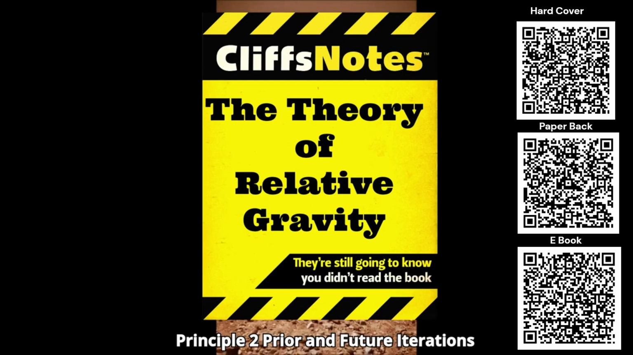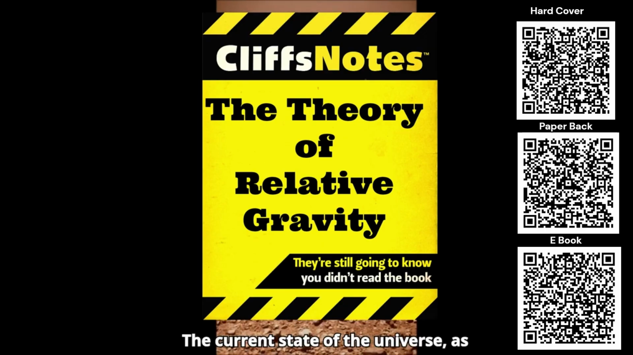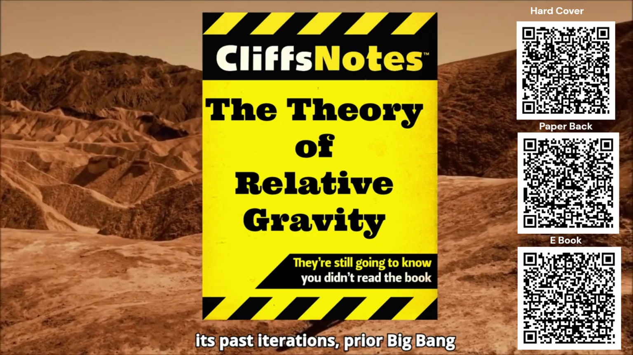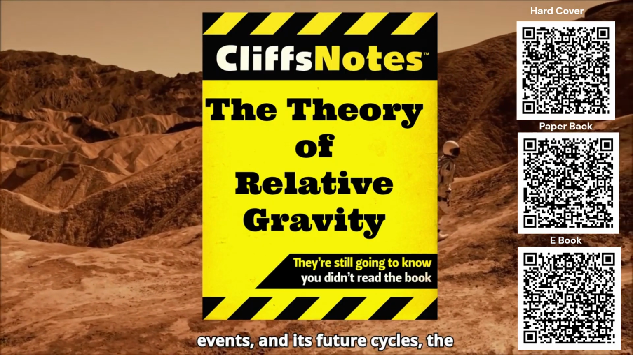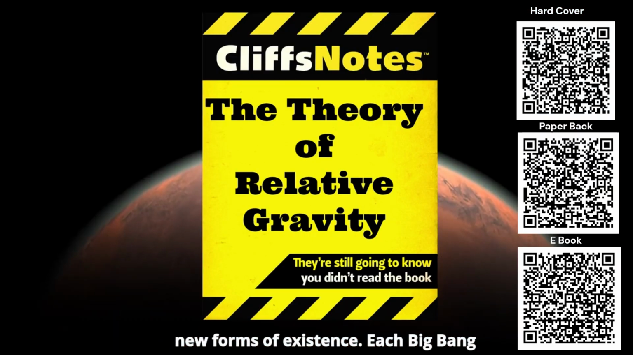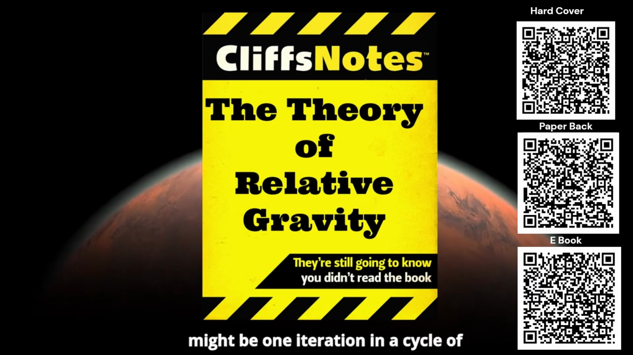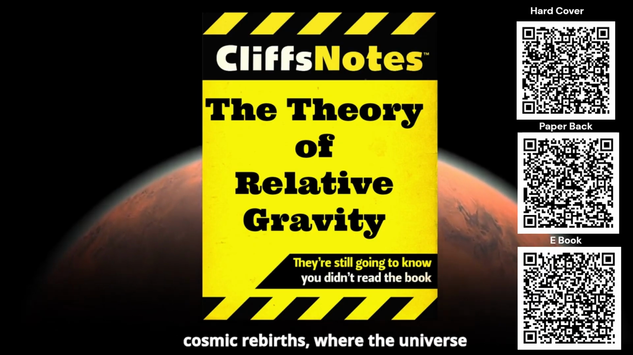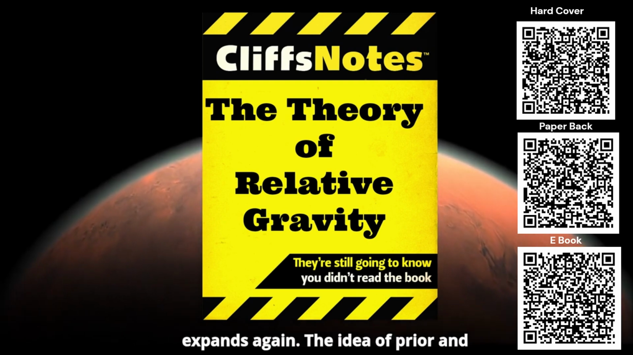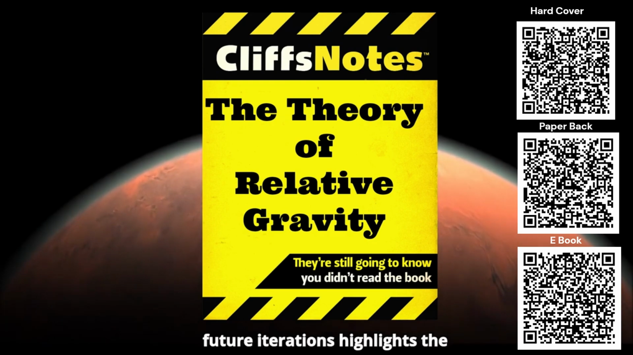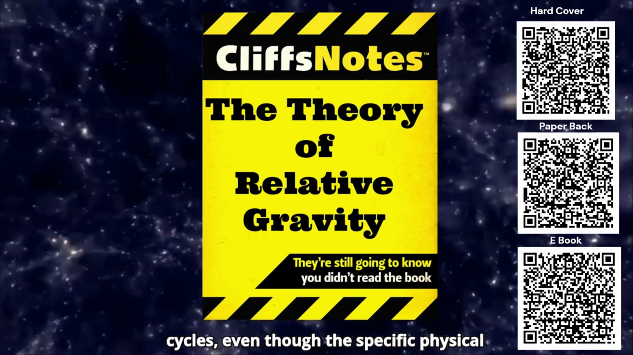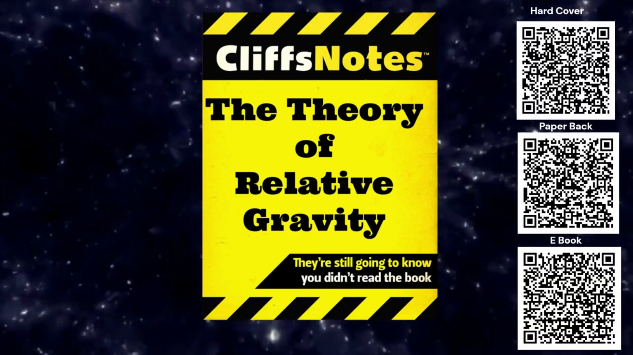Principle 2. Prior and future iterations. The current state of the universe, as manifested by the Big Bang, cannot be fully understood without acknowledging its past iterations, prior Big Bang events, and its future cycles, the eventual collapse or transformation into new forms of existence. Each Big Bang might be one iteration in a cycle of cosmic rebirths, where the universe contracts, reaches a singularity, and then expands again. The idea of prior and future iterations highlights the continuity of existence across cosmic cycles, even though the specific physical forms change with each iteration.